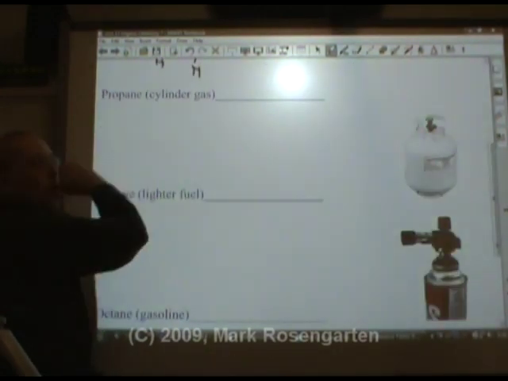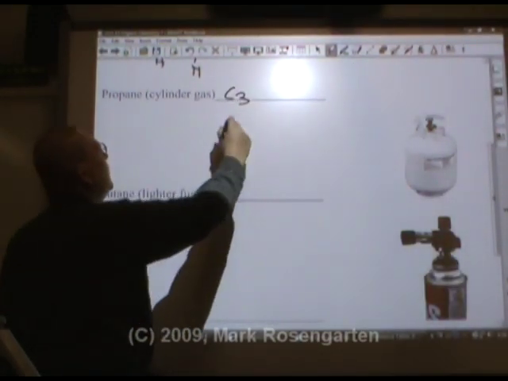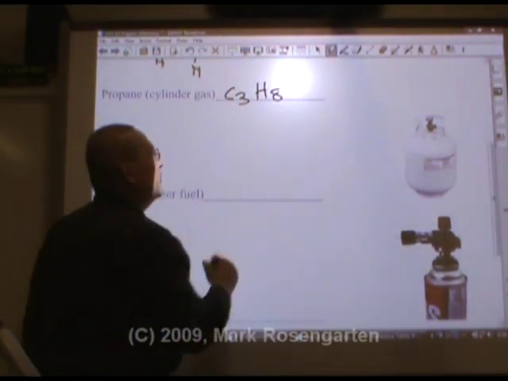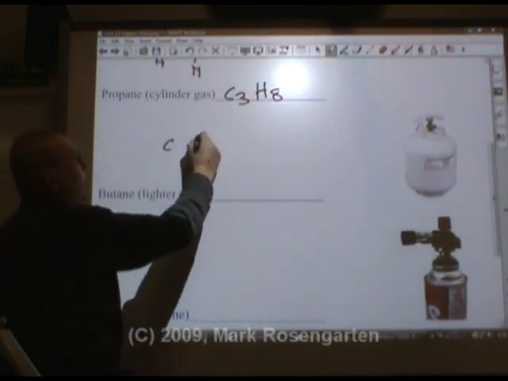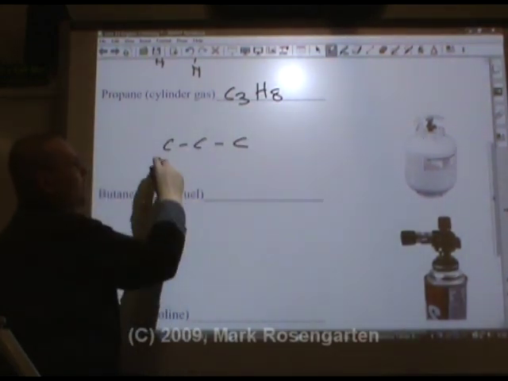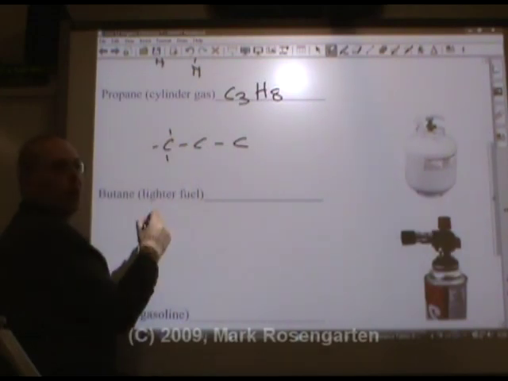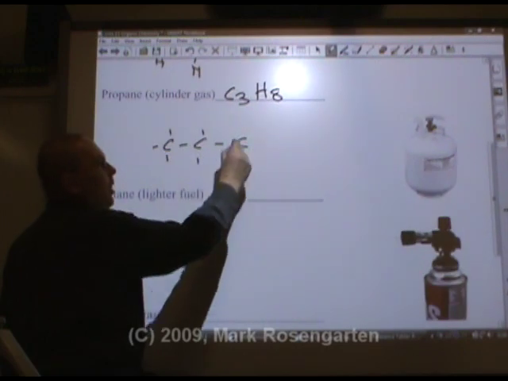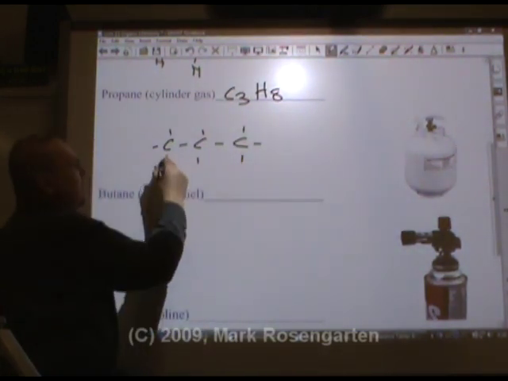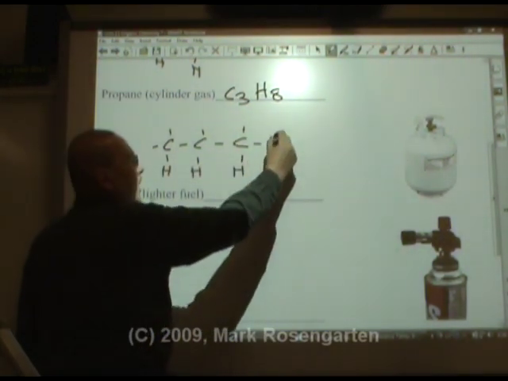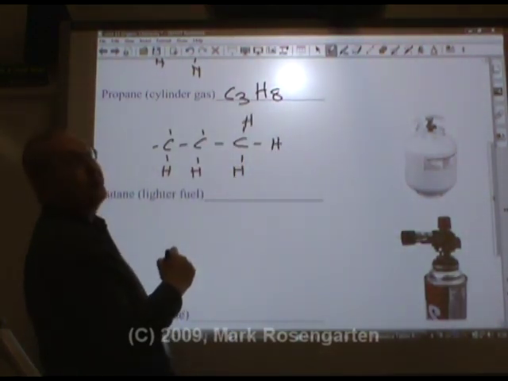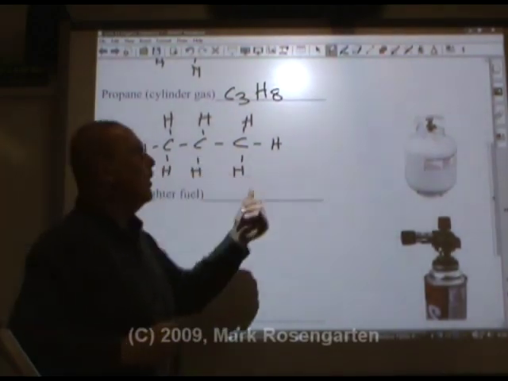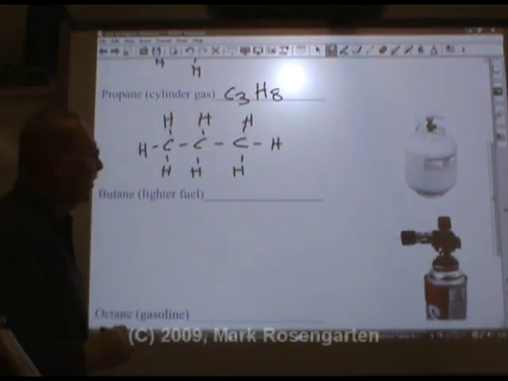Prop means 3 carbons. Double 3, you get 6. Add 2, you get 8. C3H8. 3 carbons in a row. This carbon has 1 bond, it needs 3 more. This carbon has 2 bonds, it needs 2 more. This carbon has 1 bond, it needs 3 more. And then you just slap the hydrogens on the other end because it is a hydrocarbon. And that's a molecule of propane. That's what you burn when you cook things on your gas grill.